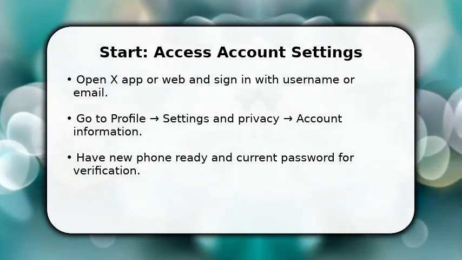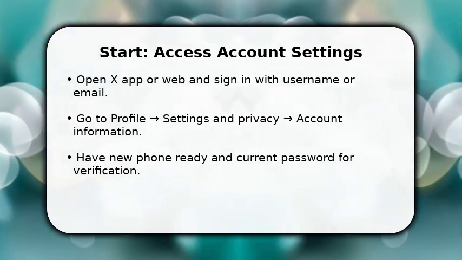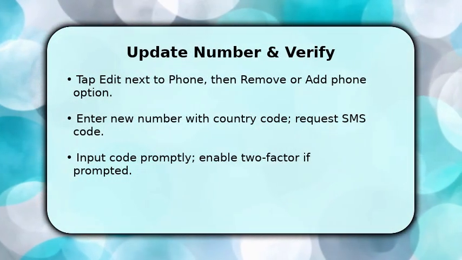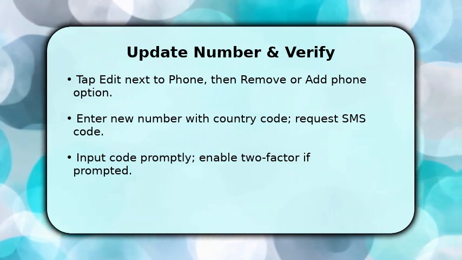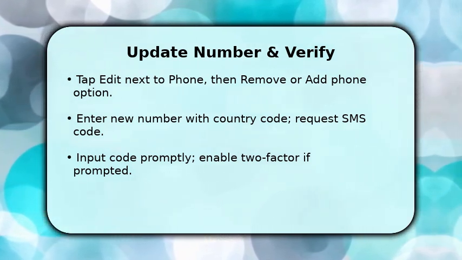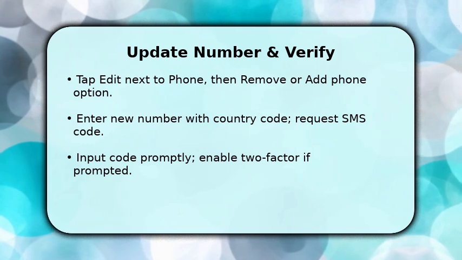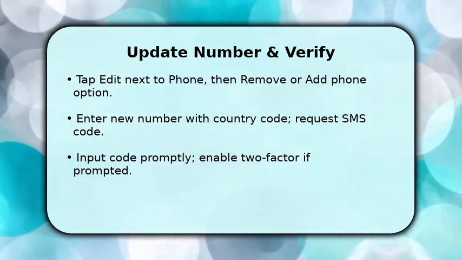Once you hit Edit, choose Add or Replace Phone and type the new number including the country code. Make sure you type digits only and double-check for typos because SMS codes expire quickly. Tap Send Code. When the SMS arrives, enter the numeric code exactly as shown.